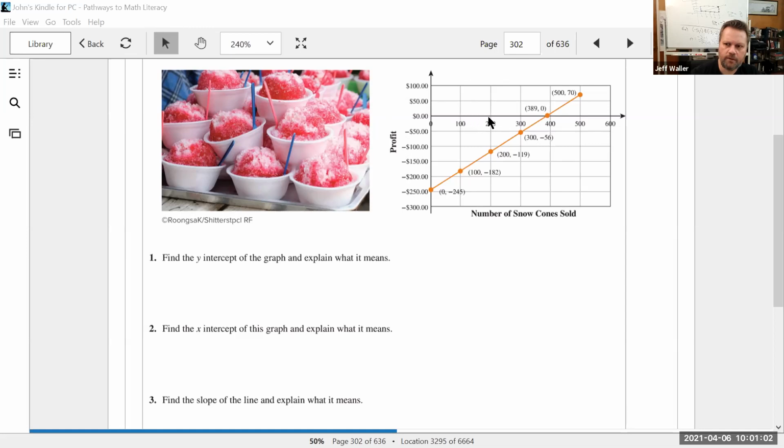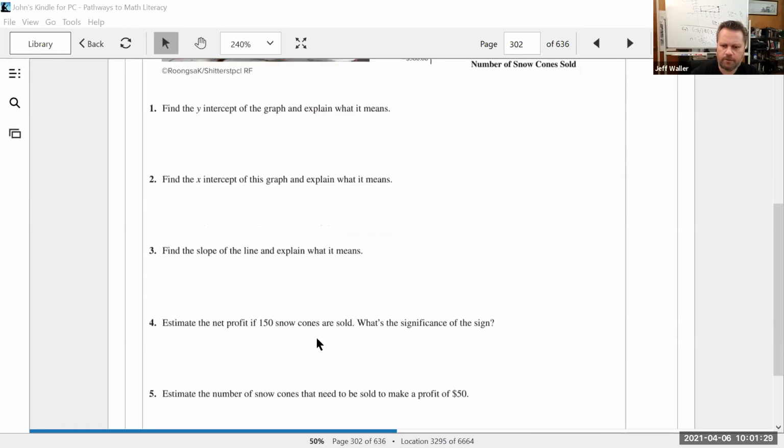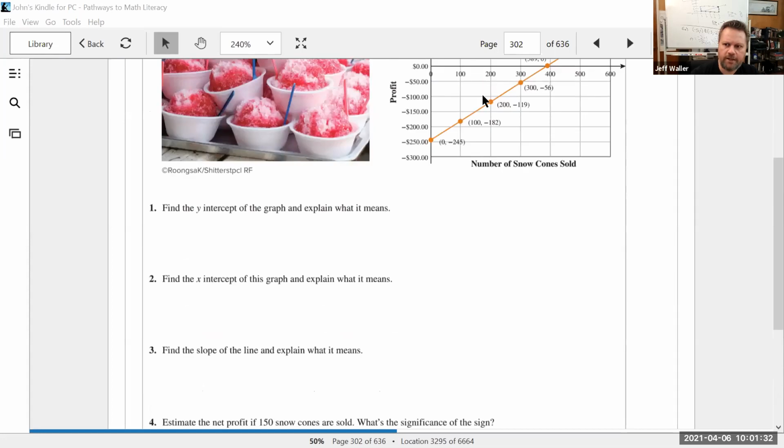If we sold 150 snow cones, we would be around negative $150. I like it. So do you guys all see that? At 100 snow cones, I'm at negative 182. At 200 snow cones, I'm at negative 119. So I can estimate 150 would be about right here, and if I go down, that looks to be about negative 150 in profit, which is a neat coincidence. So if 150 snow cones are sold, I am losing 150 bucks. I've made back some of the money I spent, but not all of it.